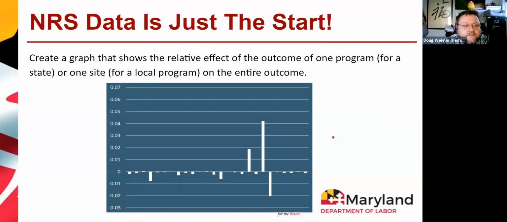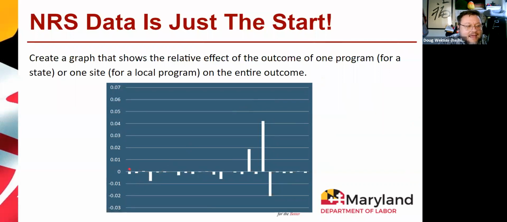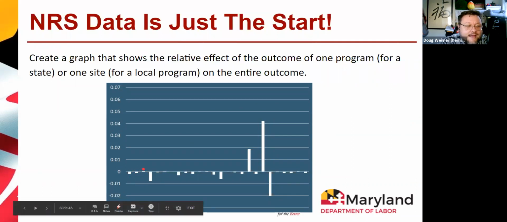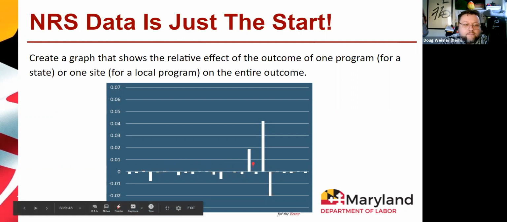Something that we use at the state office is this chart that shows the relative effect of one program's outcome on the entire state's outcome. Here we see that we have some programs that are smaller, and whether their outcomes are negative or positive, their effect on the entire state's outcome is small. But then we have larger programs that have very high outcomes, and these bring the state average up quite a bit. And then we have some larger programs that have negative outcomes that bring the state average down quite a bit.